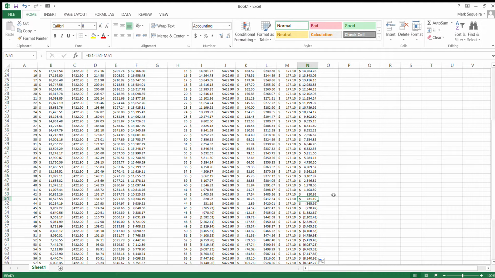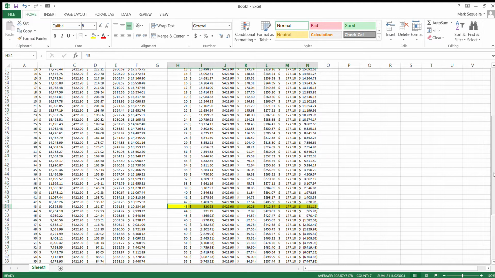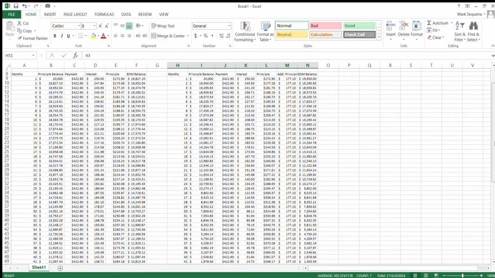basically now we see that we reduce to almost zero in 43 months. Okay? So now you'd be paying off your car in 43 months instead of 72 months. Okay? By paying a little bit extra every month. Alright? Now the other thing we want to look at is how much you actually paid in interest.